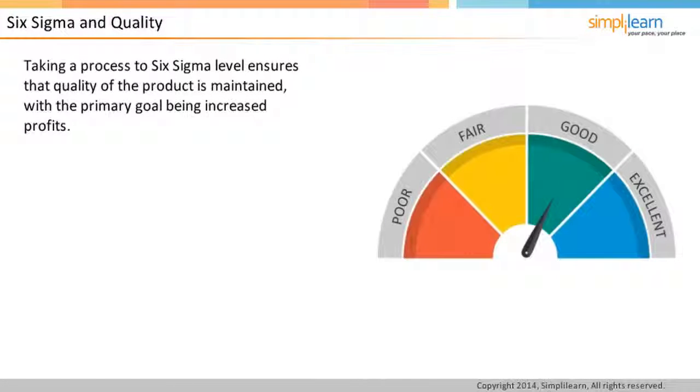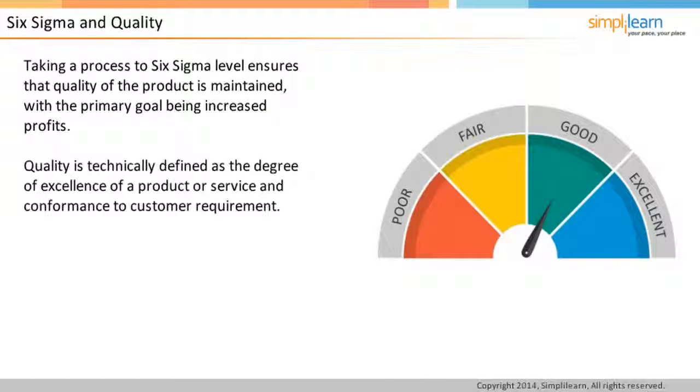Taking a process to Six Sigma level ensures that the quality of the product is maintained. The primary goal of improved quality is increased profits for the organization. In very simple terms, quality is defined as the degree of excellence of a product or a service provided to the customer. It is conformance to customer requirement. If the customer is satisfied with the product or service, then the product or service is of the required quality.